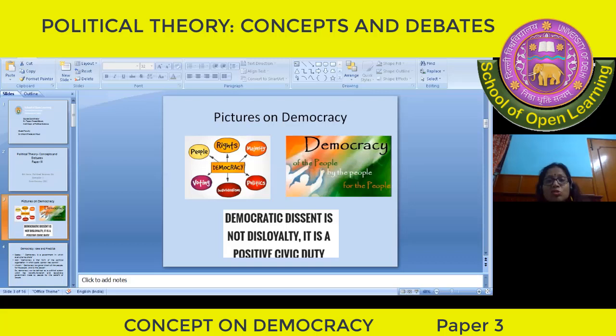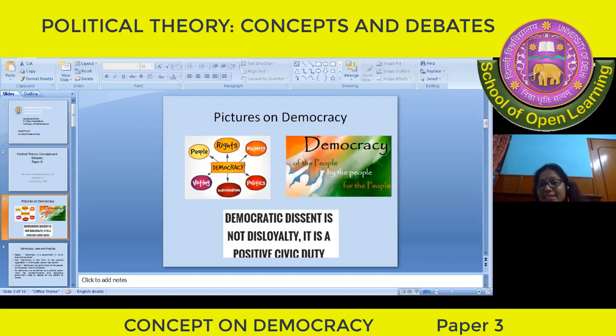Democracy also talks about the procedural part of it, which says voting in a certain period and through a certain procedure. Democracy says that we should vote every 5 years, maybe 4 years, maybe 6 years, and that voting should happen in a free and fair manner.